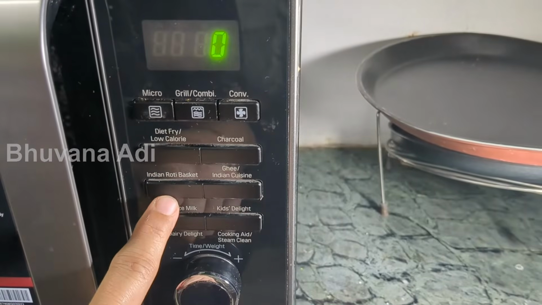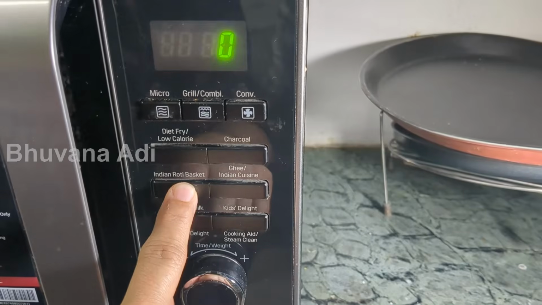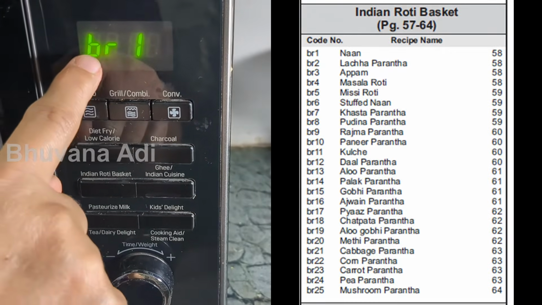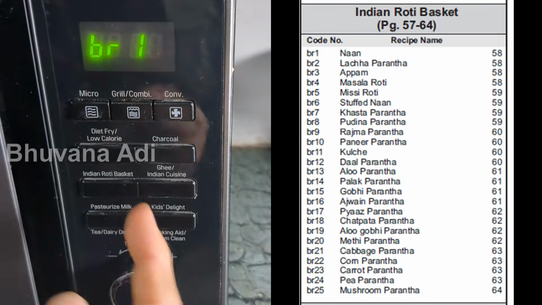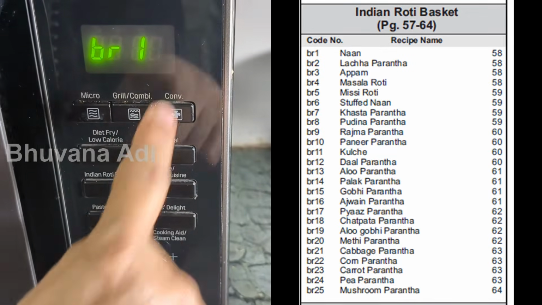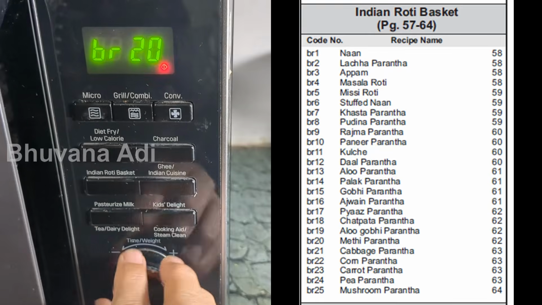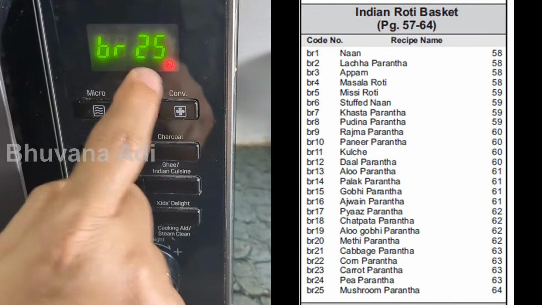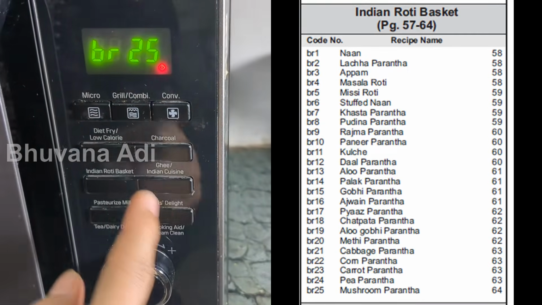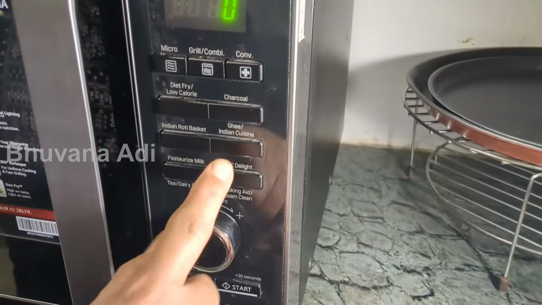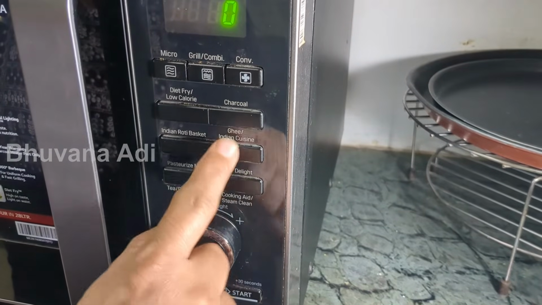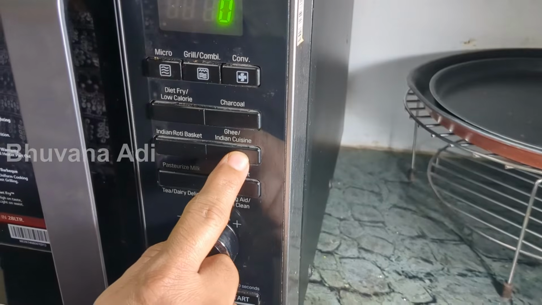The next option is Indian roti basket. When you press this, you can see the symbol BR. Here BR means bread, Indian bread. By turning the dial, I can select up to 25 bread options, that is 25 different types of roti options. The next, fourth button, as you can see, is showing ghee and Indian cuisine.